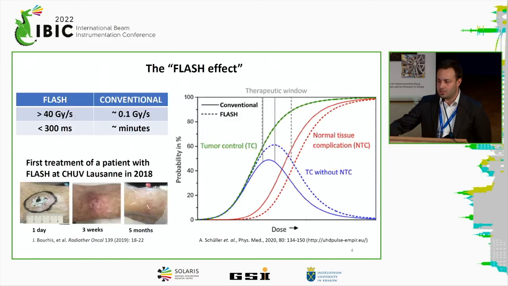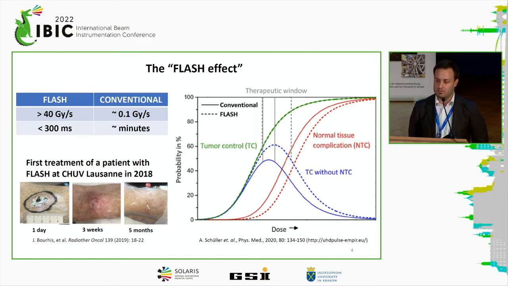So let's start with flash therapy. In the last few years, from 2015, there was the first observation of the flash effect. What is the flash effect? Radiobiologists have seen that ultra-high dose rate has a sparing effect on healthy tissue. What does it mean? Basically, when greater than 40 gray per second are delivered in less than 300 milliseconds. You can imagine that this beam is delivered really quickly, and the dose rate to the tumor is very high compared to conventional radiotherapy, which is 0.1 gray per second, delivered over minutes.